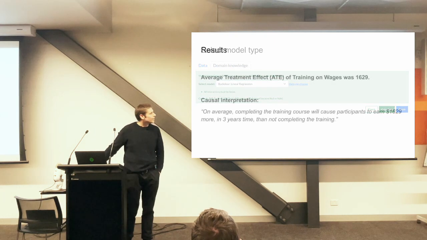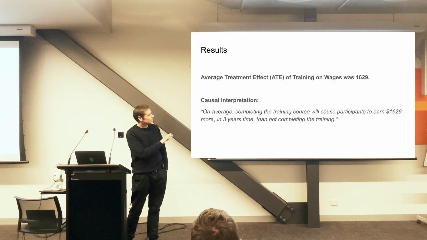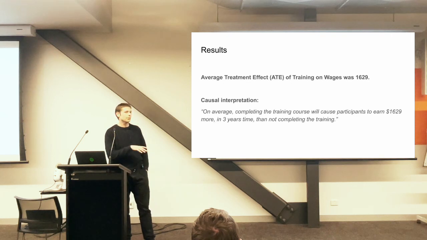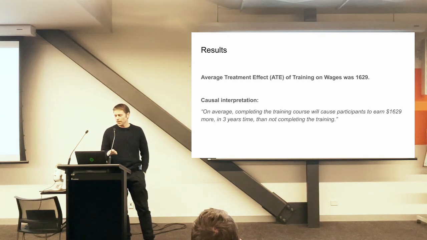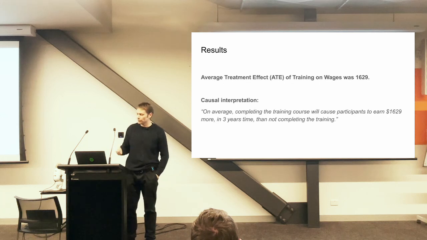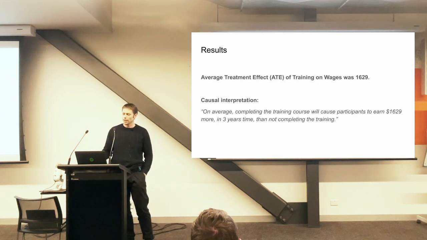And that's not quite the end, because there's a bit more about how we can interpret this result and more things that we can do with it as well. So in this case, the result is that the average treatment effect, which is a specific type of estimate, was 1629. In this case, it's saying completing the training course causes participants to earn $1629 more, I think it was per week, or that's a lot of inflation, in 3 years' time than not completing the training.